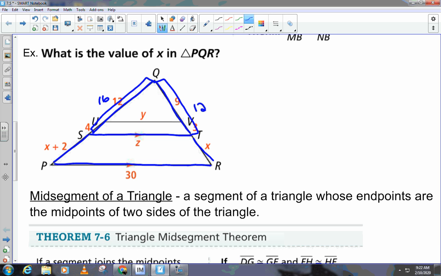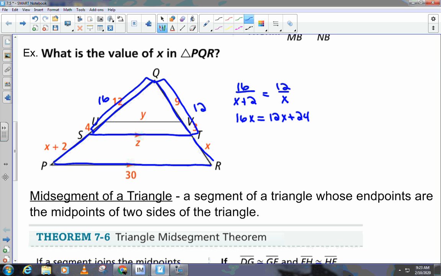And then I have information about the bottom two pieces. If this line is parallel to that one, these parts here are proportional. So how could I set that up? 16 over x plus 2 equals 12 over x. All right, so we cross multiply and we get 16x equals 12x plus 24.